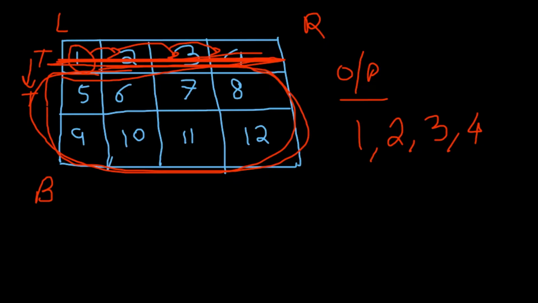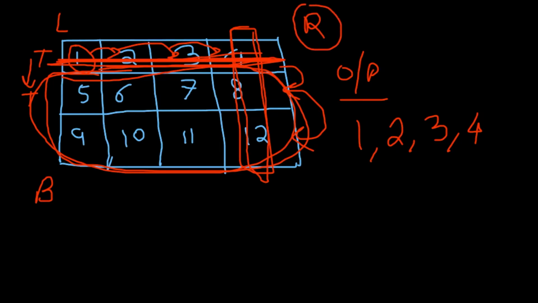Yes, we can. Now from 4 we have to go down to 8, again down to 12. Now this column of the submatrix has been processed. Now we can have this right pointer move one step closer to the left pointer. We can have the right pointer here. Now see, we have shrunk this part of the array again. Now what we have here is 8 and 12.